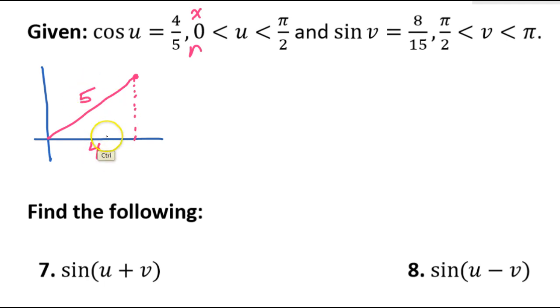Now we have memorized the Pythagorean triple 3, 4, 5. So we know without having to do the Pythagorean theorem that this side is 3. But if this was not one of the triples that we have memorized, then we'd have to do the Pythagorean theorem. So we now have x, y, and r. Now this is angle u, and I'm just going to label that real quick. This is angle u right here.